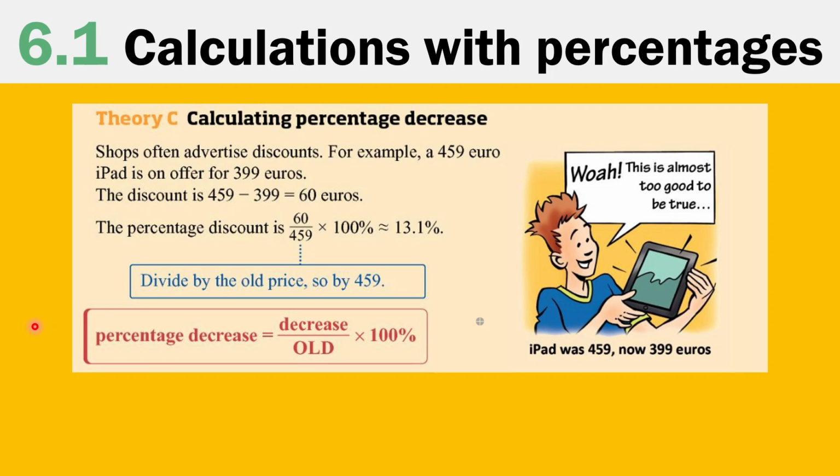Well, when I have a decrease, don't you worry. This formula is almost exactly the same. Now the new price is lower than the old price. You can still calculate the decrease by doing old minus new, right? 459 minus 399. Then the decrease is 60 euros. And now instead of doing increase divided by old, we do decrease divided by old, right? And that's it. So the percentage decrease is decrease divided by old times 100%. For increase, it was increase divided by old times 100%. Those formulas look quite the same.